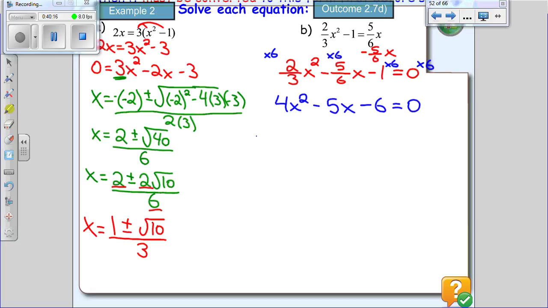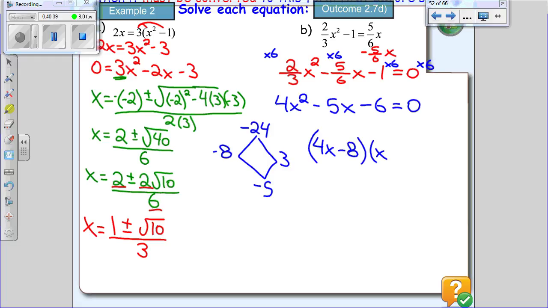Remember when you're factoring and there's an a value, I need to represent that a value somewhere in here. So I go 4x minus 8 and 4x plus 3. I definitely didn't want 4x twice, did I? So what do I have to do? Got to divide one of them by 4. This first one divides by 4 beautifully. So we got x minus 2, 4x plus 3 equals 0.